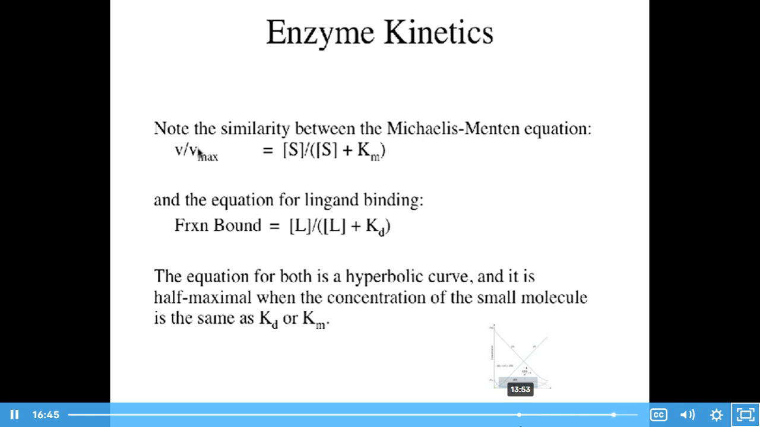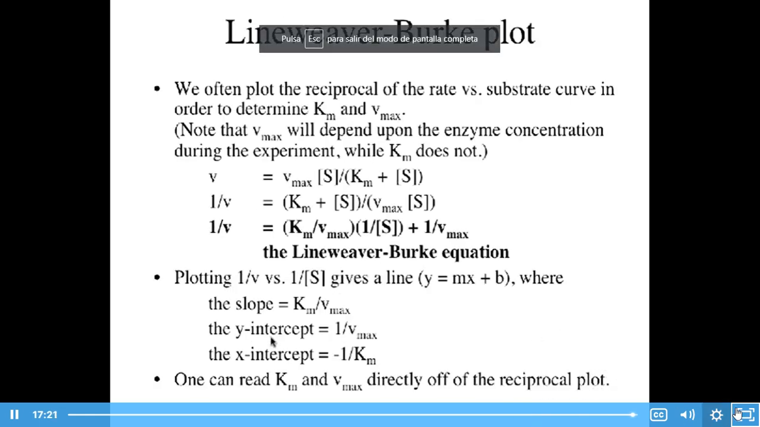So, yeah, there's a similarity. The actual velocity over maximal velocity is S over S plus Km. The fraction for ligand binding, as a fraction of the maximal ligand you can bind, is ligand over ligand plus Kd. So they're both hyperbolic curves, and they're half maximal when the concentration of the small molecule, either the ligand or substrate, is the same as Kd or Km. So ligand to Kd, substrate to Km. So Km is for substrates what Kd is for ligands.